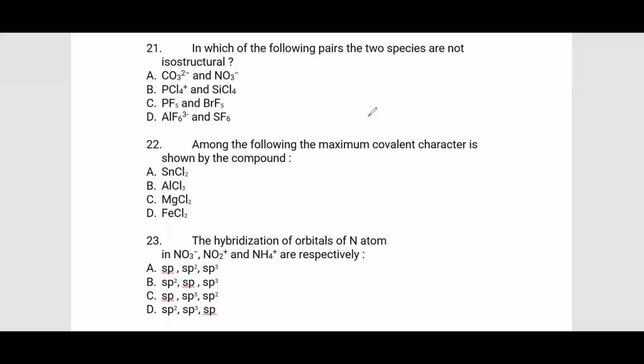Next question. In which of the following pairs the two species are not isostructural? What is meant by that? Isostructural means those ions or species having the same structure. So here we have to select the species which are not isostructural, meaning they should not have the same structure. Let us check the options.